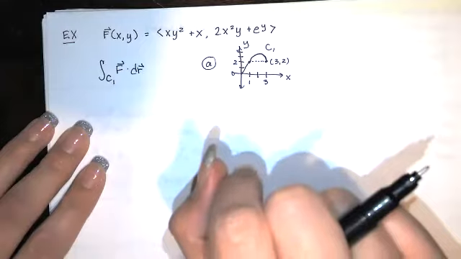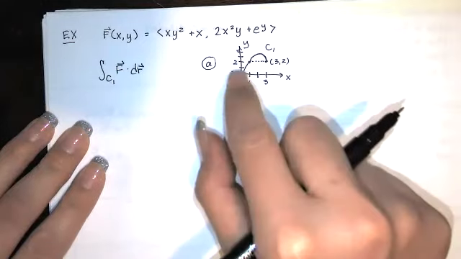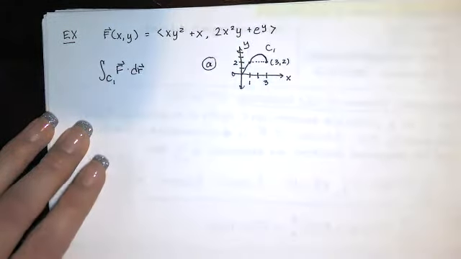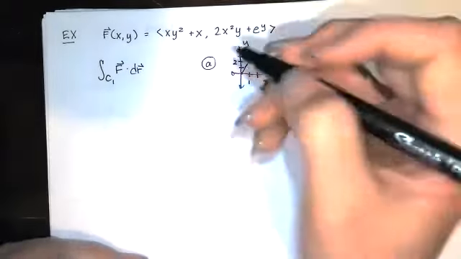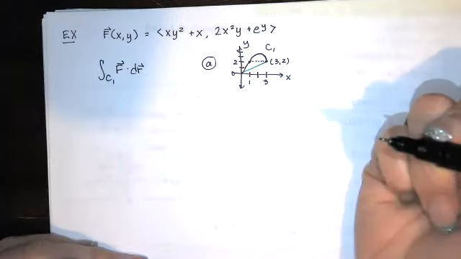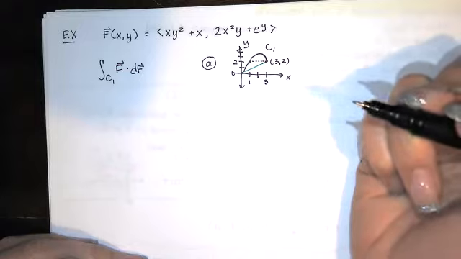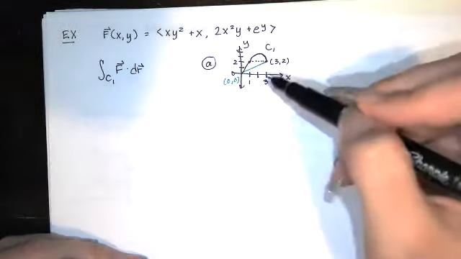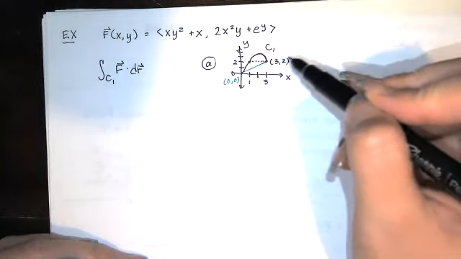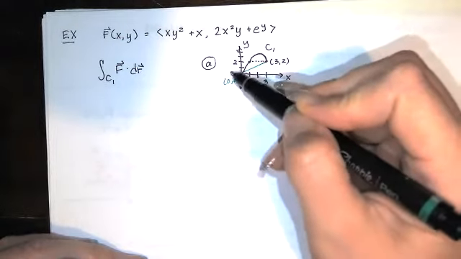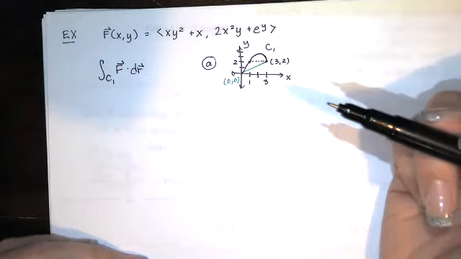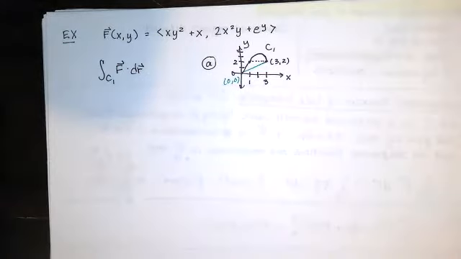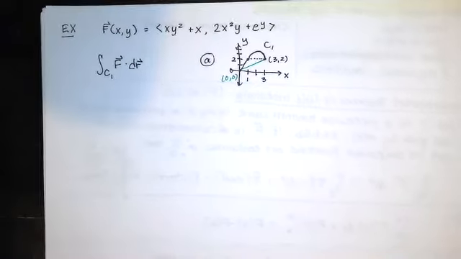But if the field is conservative, we've got options. We can evaluate this line integral. We can evaluate this line integral. We can find the potential function of the field, and then just evaluate the potential function at 3, 2, and evaluate the potential function at 0, 0, and subtract. All of those are options if the field is conservative. If the field's not conservative, we're stuck and we have to do the line integral the traditional way.